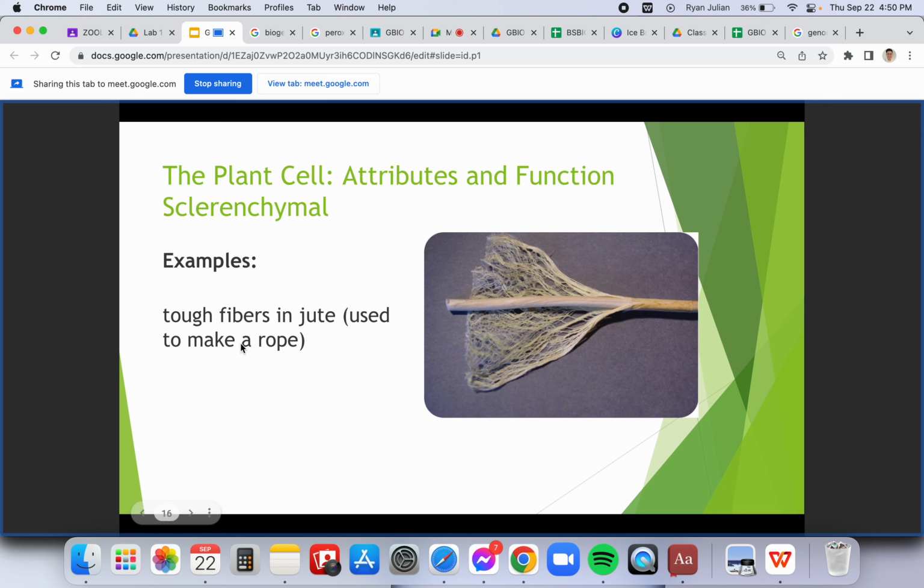Examples are the tough fibers in jute, which is utilized to make a rope. Just in case you are wondering how these fibers look like in reality, take a look at this image that we have here. These branching structures that you're seeing right now are the tough fibers that can be found in the jute fruit na ginagamit para makagawa ng tie, ng rope, and other stationary equipment, should I say.